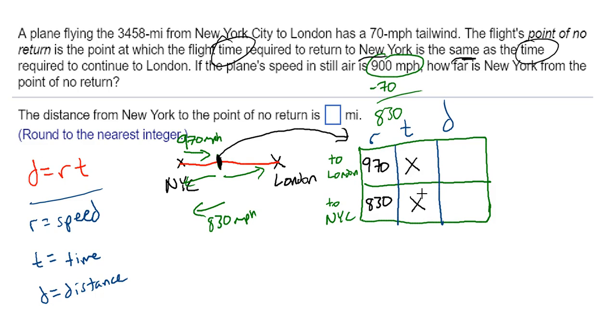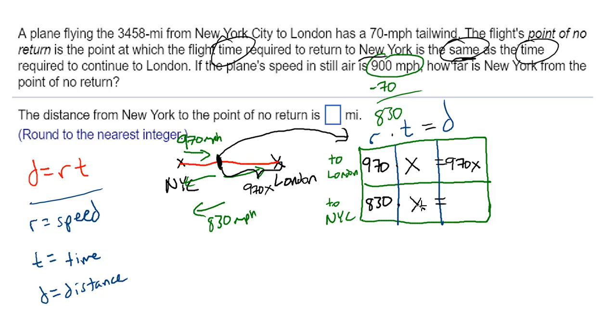That's the only time you are allowed to use the same variable for 2 different things, is if you know they're equal to each other, which is what we're being told here. The times will be the same. Right? And so now we can use the formula to fill in the rest of the table. We take R times T for the first row, and that'll give me the distance. The distance it would be to continue forward from here on to London. So we're talking about this distance here. It'd be 970x, right?